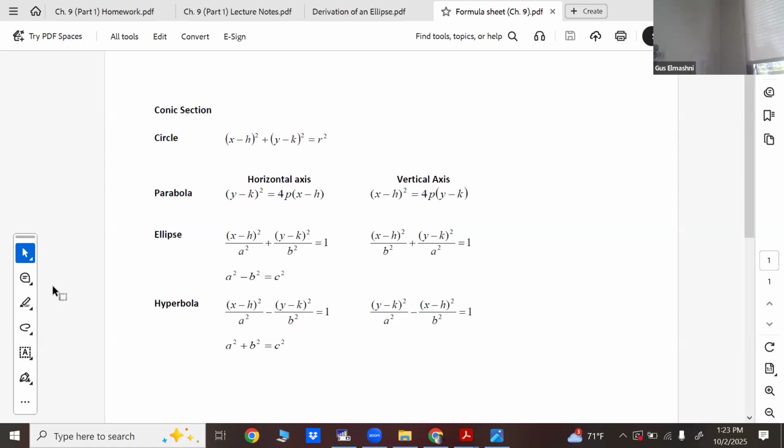So in this case, if A squared goes with X squared, that means it's opening longer horizontally. If A squared goes with Y squared, it's opening longer vertically. Does that make sense? We're always going to let A be bigger than B, just so you know. So yes, we will do that, because I just realized that would make this too complicated otherwise. So we have to keep this fixed as A squared minus B squared equals C squared. I'll explain that in a moment, because that's important.